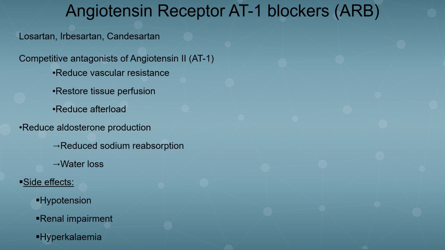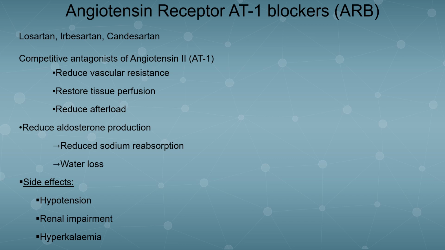The next class is angiotensin receptor blockers, that is ARBs. The drugs in this class are losartan, candesartan, valsartan, telmisartan, irbesartan. This is the list of various drugs which come under this class. Basically they are competitive antagonists. They are blockers at the receptors of angiotensin 2.